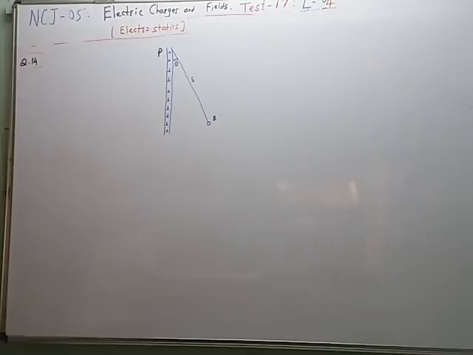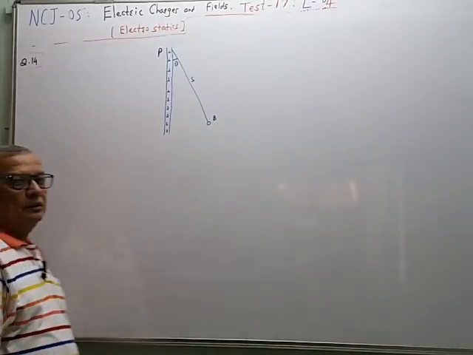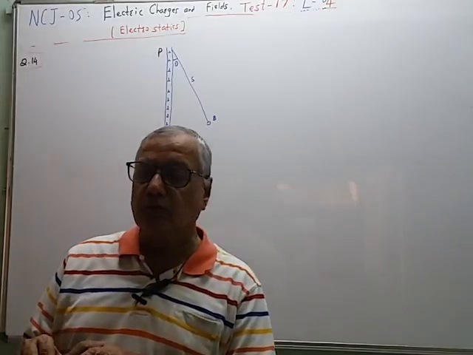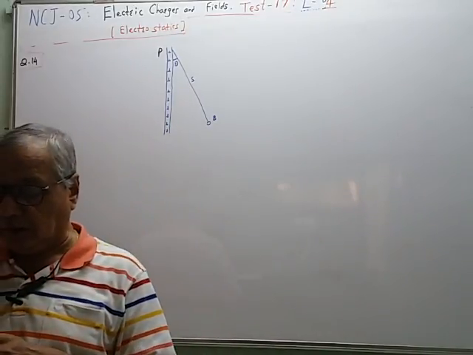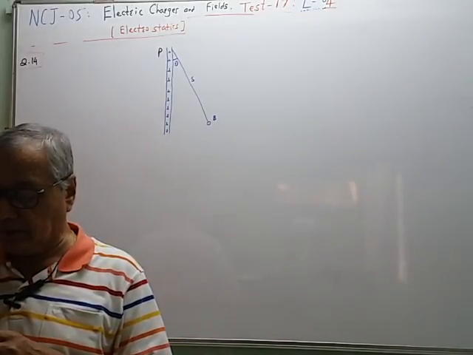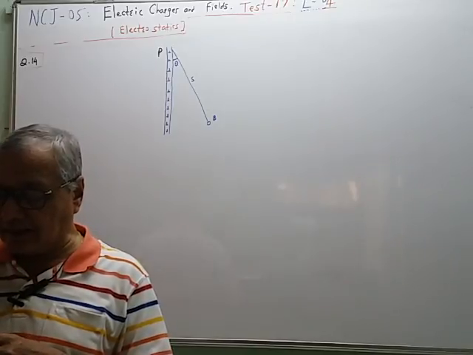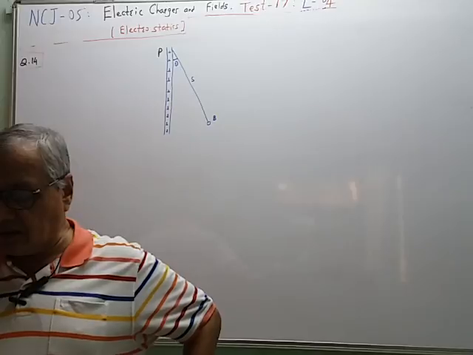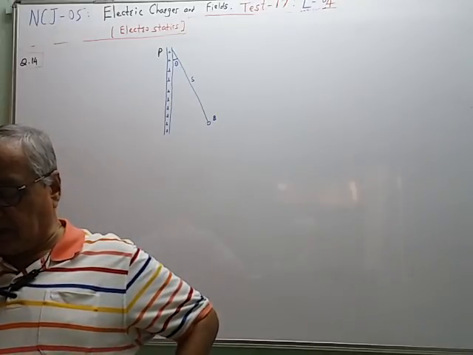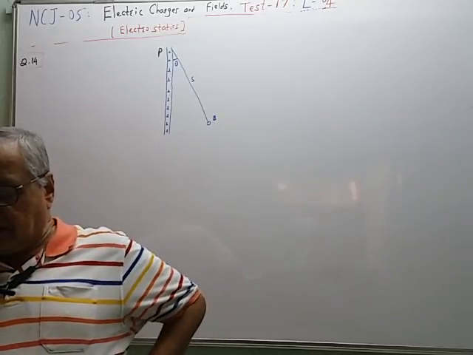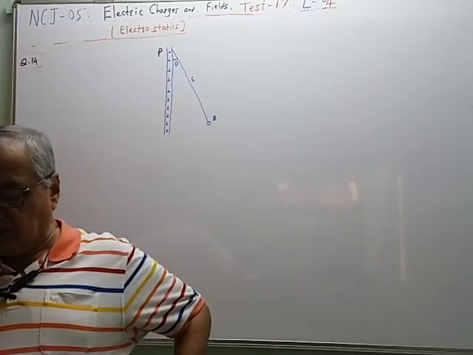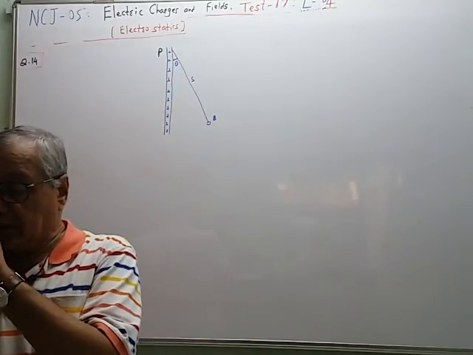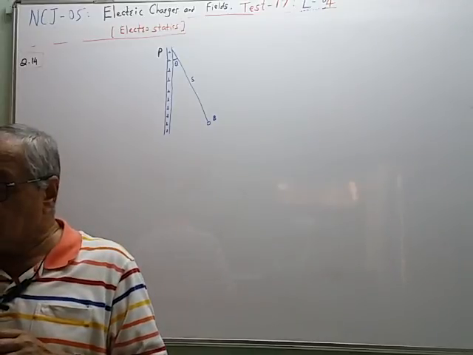So let us see this next question. Question number 14. It is again related with the Coulomb's law. A charged ball B hangs from a silk thread S, which makes an angle theta with a larger charged conducting sheet P as shown in the figure. The surface charge density sigma of the sheet is proportional to A cos theta, B cot theta, C sin theta and D tan theta.